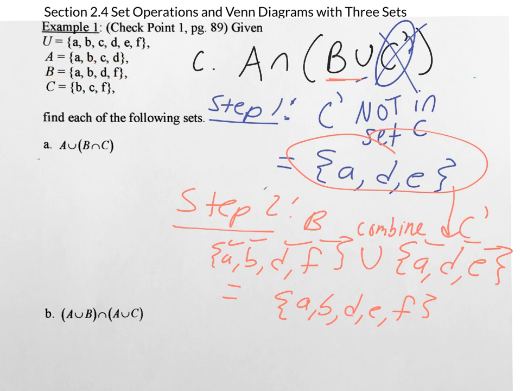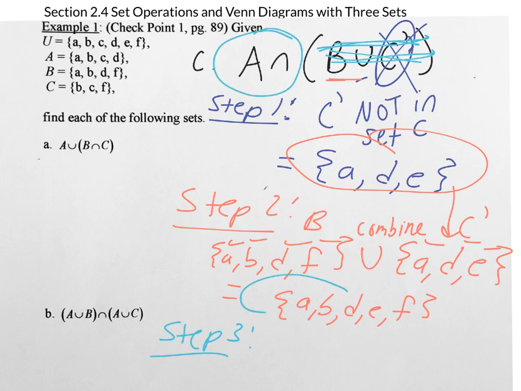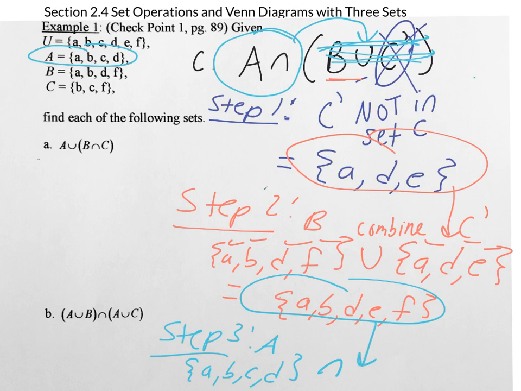So now I go back to the original question. I've taken care of everything inside parentheses. So the only thing left to do in step 3 is to take set A and intersect it with my answer to what's in parentheses, which is what was at the end of step 2. So I'm intersecting it with that union from step 2. So set A was A, B, C, D. And I'm going to intersect it with, I'm just going to draw an arrow, that answer to step 2, the answer to the union that was in parentheses.